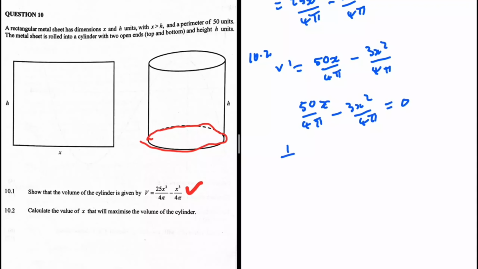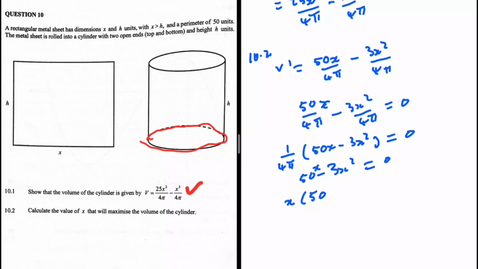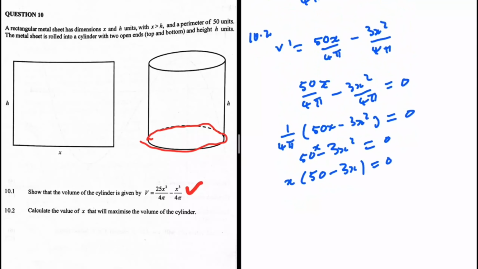So we can take 1 over 4 pi as a common factor. If we do that, we're going to be left with 50x minus 3x squared equals 0. If we divide both sides by 1 over 4 pi, we're left with 50x minus 3x squared being equal to 0. So 50x, not just 50. And then when we take x as a common factor, 50 minus 3x is equal to 0. So x is equal to 0, or x is equal to 50 over 3.